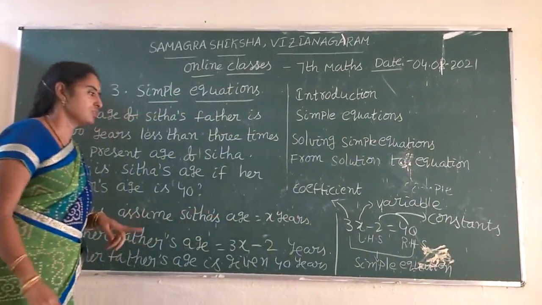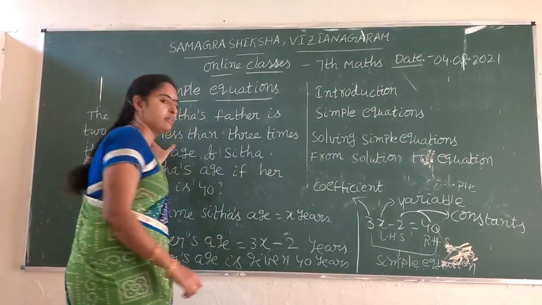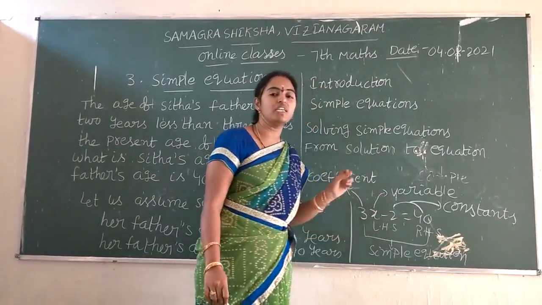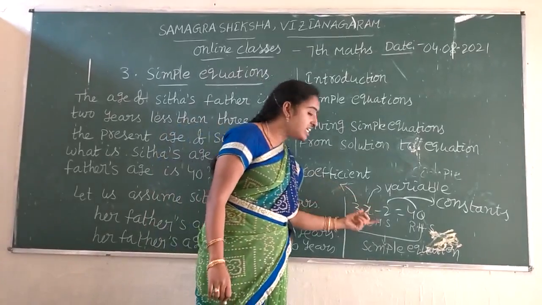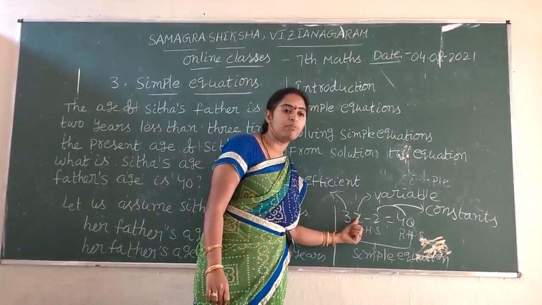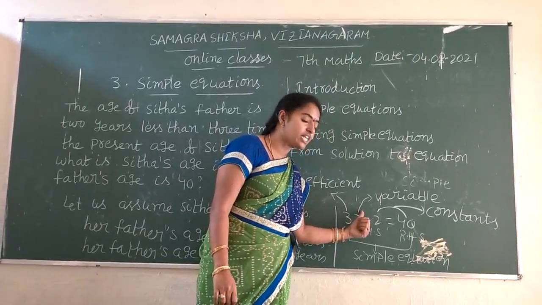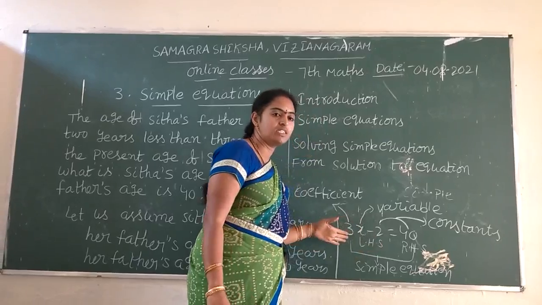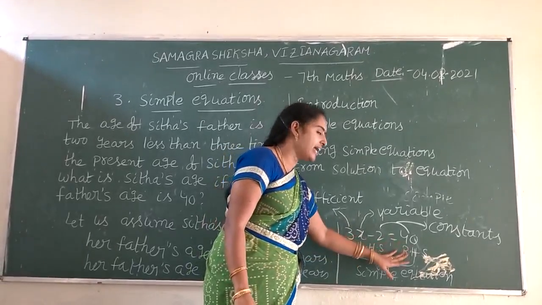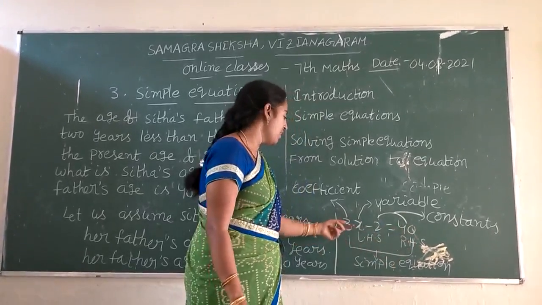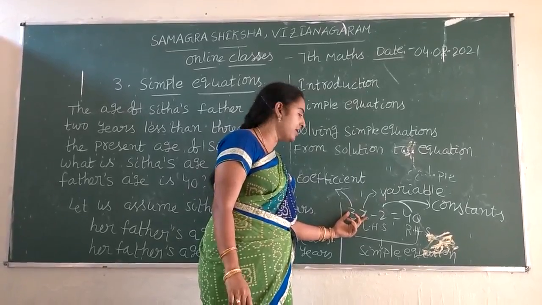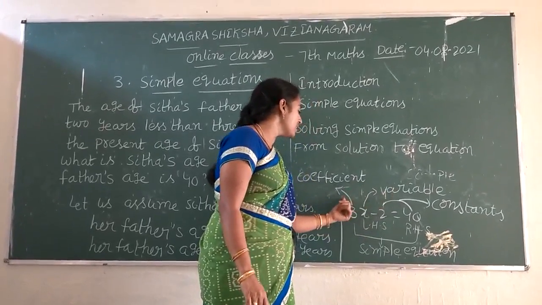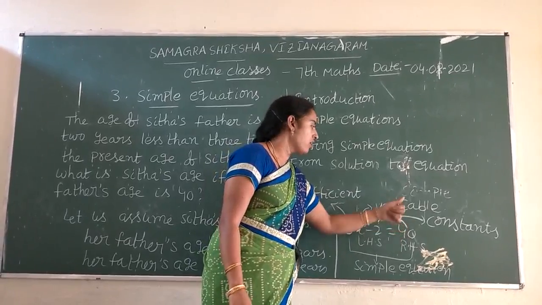So dear students, from this mathematical statement we have converted this equation. This is said to be a simple equation. The simple equation is the equation which has only one variable with exponent 1. Here for this simple equation, the left hand side is briefly LHS, and the right hand side expression is RHS. For LHS, 3x minus 2 is the variable term. Here x is the variable, 3 is the coefficient, and 2 and 40 are constants.